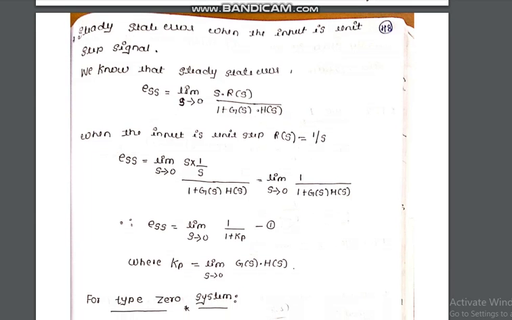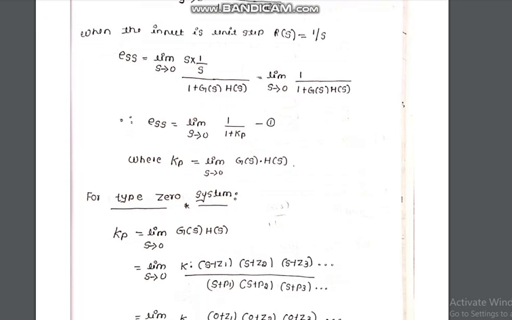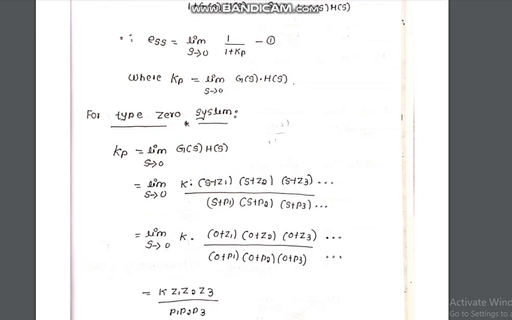For a type 0 system, Kp is equal to limit s tends to 0 of G(s)H(s).